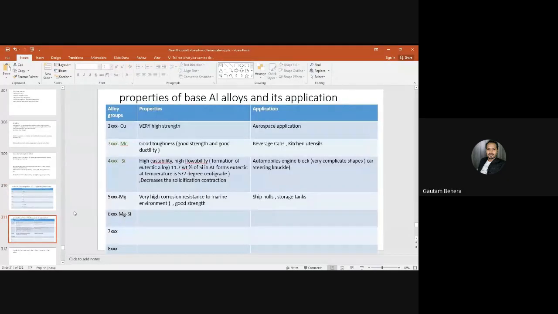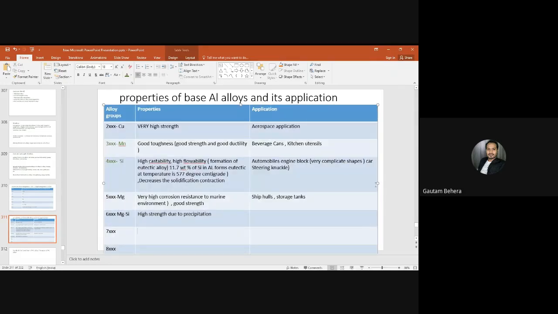Yes, it is magnesium silicon both. The property is a combination of properties, and basically they provide high strength due to precipitation. So again, they can find application in aerospace or any automobile making industries, or where high strength is required.